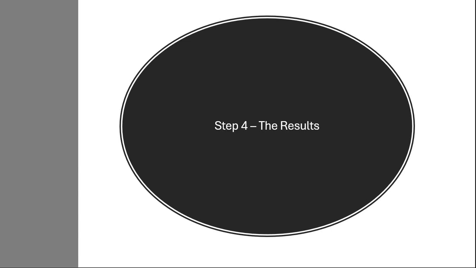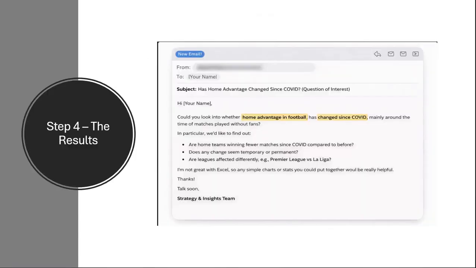So this was our initial email that we were sent all the way back at the start, and it was basically asking this query. Hi, could you please look at where the home advantage in football has changed since COVID, mainly around the time of matches being played without fans. In particular, we'd like to find out home teams winning fewer matches since COVID compared to before. Does any change seem temporary or permanent, and are leagues affected differently, e.g. Premier League versus La Liga?